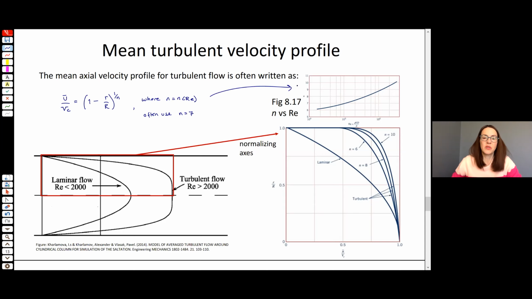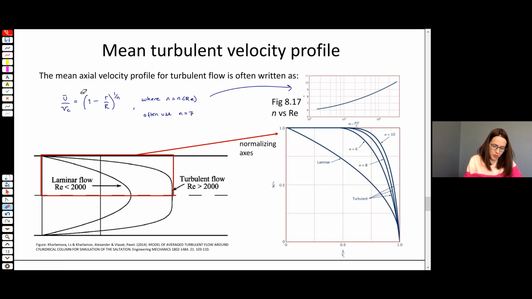And in your textbook, you've got figure 8.17 that gives you n as a function of Reynolds number. So if you've got a problem to solve and you know it's turbulent pipe flow and you're asked something that involves the velocity profile, if you can calculate the Reynolds number, you can find the appropriate n and you can plug into this velocity profile and find an expression for it. So just something to note, right?